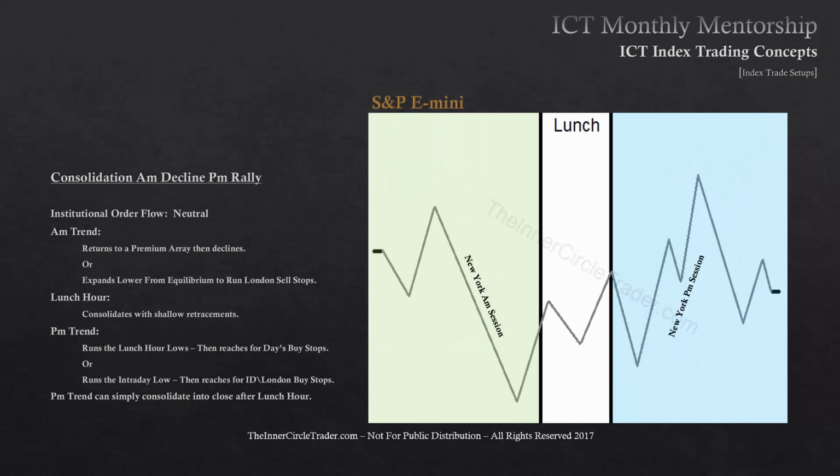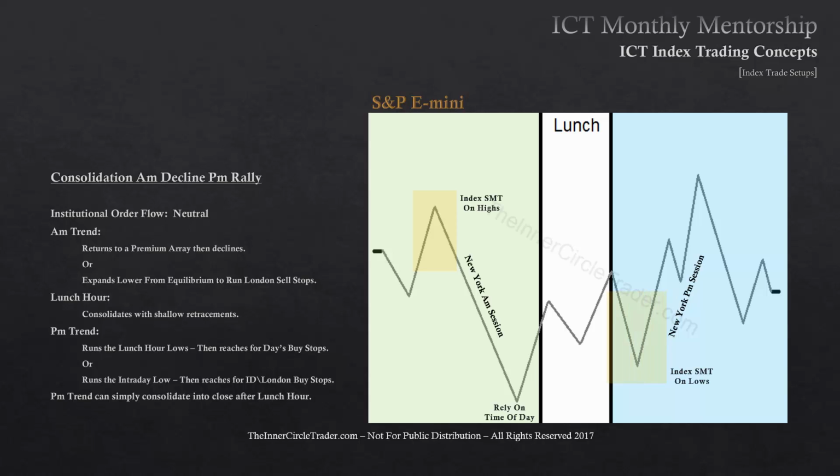Consolidation, AM decline, PM rally. Again, initially when the market makes an attempt to rally up into a premium array, we're going to be looking at the indices to diverge bearishly at the highs comparably. And we're going to be holding for, again, ideally around 10:30 to 11 o'clock in the morning New York time. Then anticipating after 11 o'clock some measure of consolidation to retracement higher going into the lunch hour.